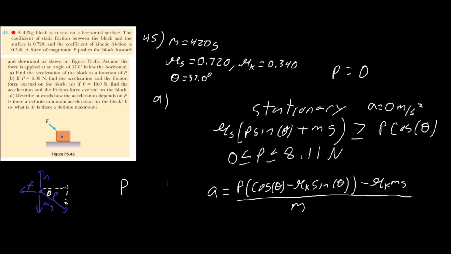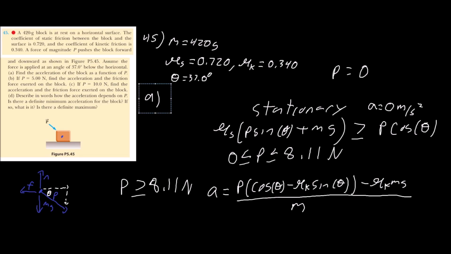So if the value of P is much greater than or equal to 8.11 newtons, then this whole block is going to turn into kinetic friction, and therefore there's your equation. Hey, we're done. All right, let's answer what they're asking. Since we got all those cases out of the way, let's answer part A, part B, part C.